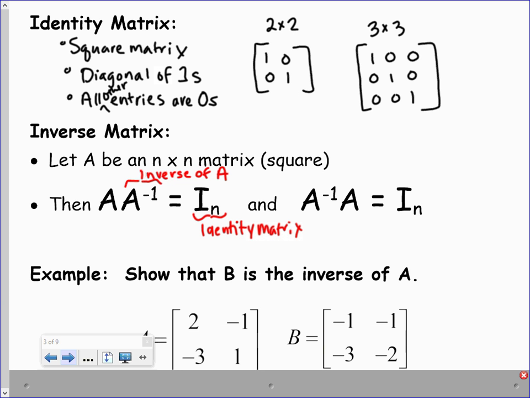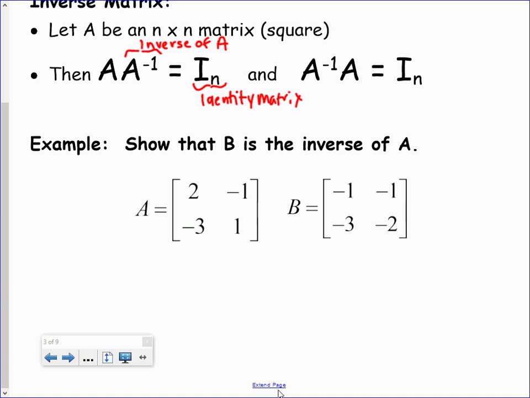Okay, so let's prove that these two matrices here are in fact inverses of one another. Show that B is the inverse of A. Do what David said. David, what'd you say? Multiply them.